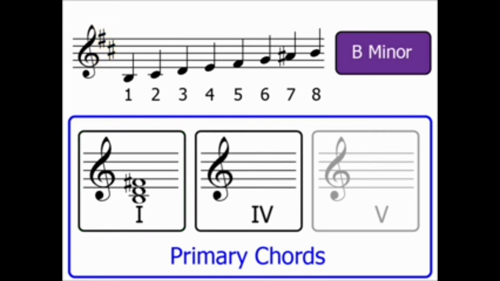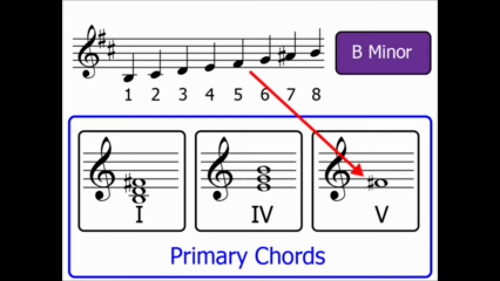Chord 4 next. We take note number 4, as we're dealing with chord 4, and pop it over here. A third above the E is G, and a third above the G is B. Chord 4 complete. Finally, chord 5. We take note number 5, the F sharp, and pop it over here. A third above F sharp is A sharp.